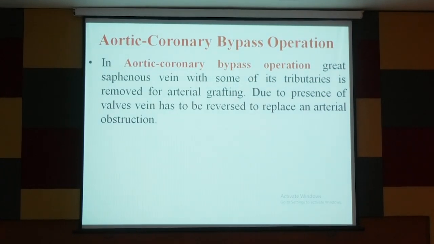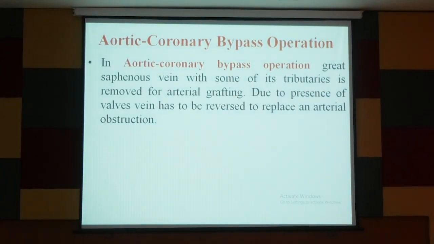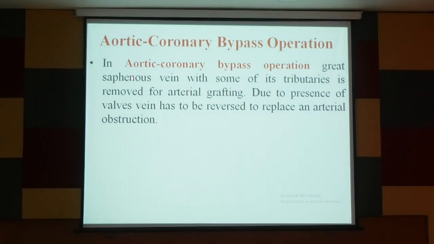And aortico-coronary bypass operation. In aortico-coronary bypass operation, great saphenous vein with some of the tributaries is removed for arterial grafting. Due to presence of valves, vein has to be reversed to replace an arterial obstruction. So the saphenous vein is harvested. We use the word harvested, and for coronary bypass.